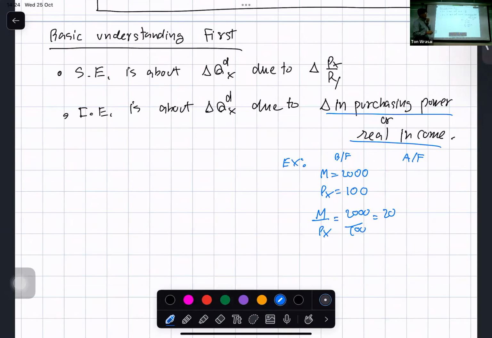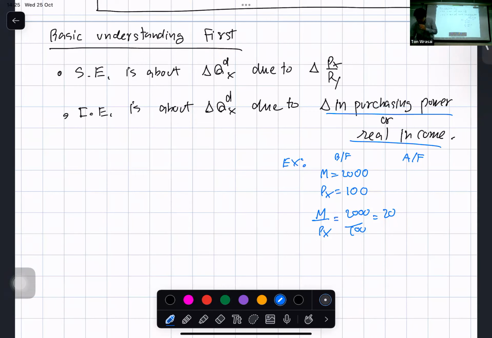Now I'm going to explain what it means by change in real income or change in purchasing power. Real income, the true income. Before, M is 2000, original price of pizza 100. Given this, he can compute that spending all money on pizza will give him the maximum of 20 units.